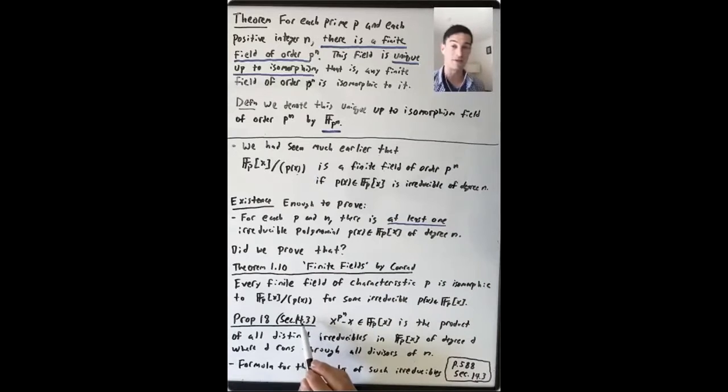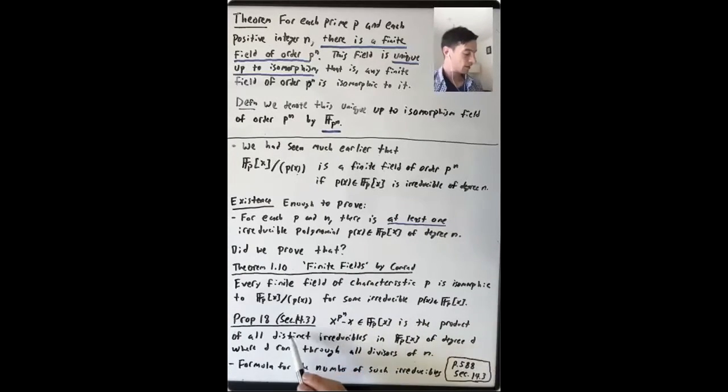Section 14.3 of Dummit and Foote is all about finite fields, and proposition 18 tells you how to factor this polynomial, x to the p to the n minus x in F_p[x]. It is the product of all distinct irreducible monic polynomials in F_p[x] of degree d, where d runs through all the divisors of n. So if n is 4, this is the product of all the distinct irreducible monic linear polynomials times all the distinct irreducible monic quadratic polynomials, and then all the distinct irreducible monic quartic polynomials also.